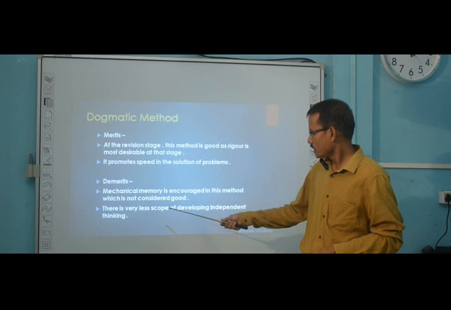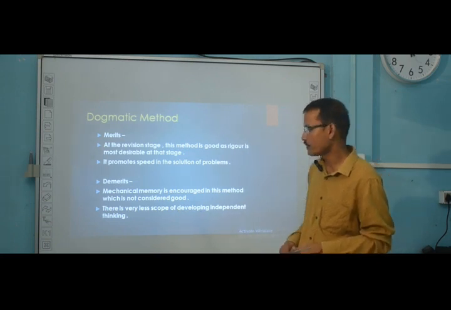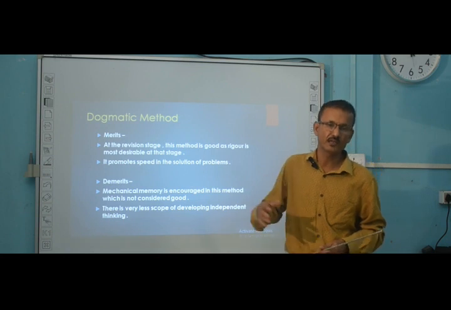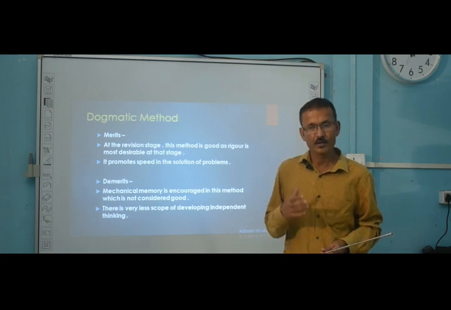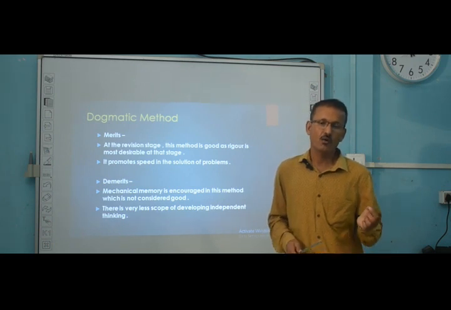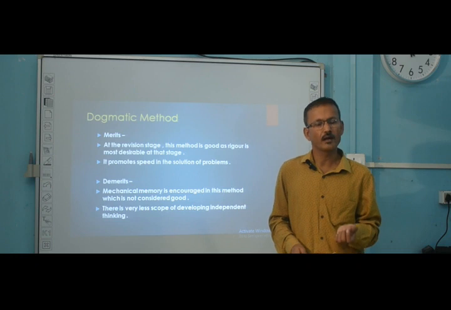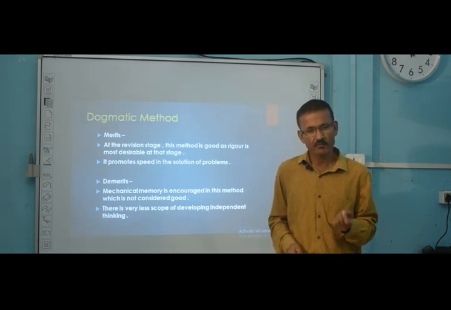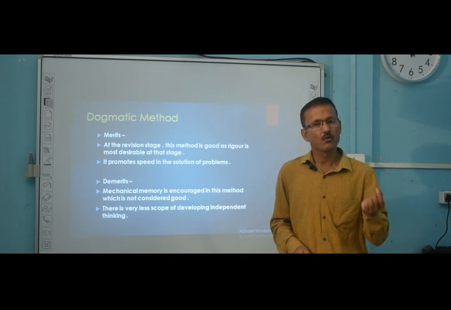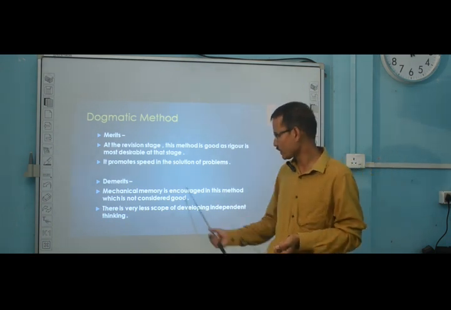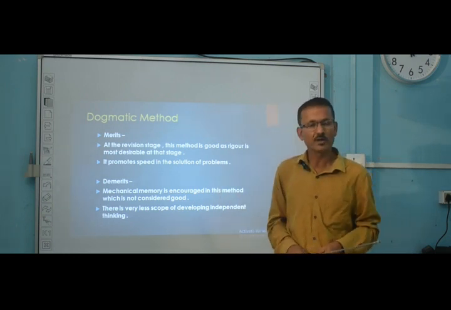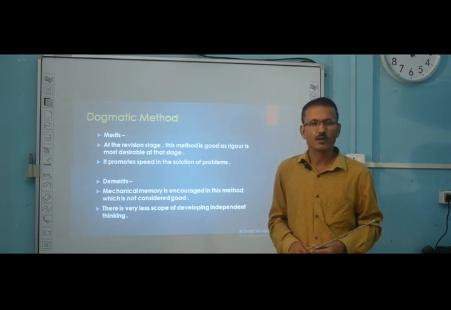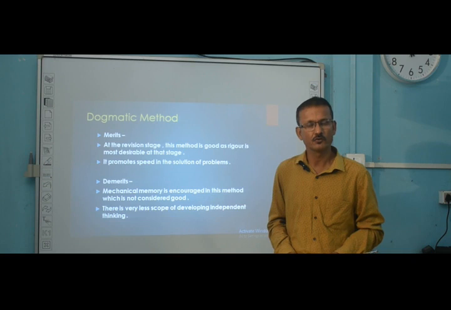Number 2, there is very little scope for development of independent thinking. Mathematics at a later stage is all about development of independent thinking. But if a teacher gives instruction with rigor, with austerity, how will the students get an environment where they can develop independent thinking, where they can ask why or how, etc.? So this is a method which is against development of independent thinking. But still, this dogmatic method has got many significances so far as mathematics teaching and learning is concerned.